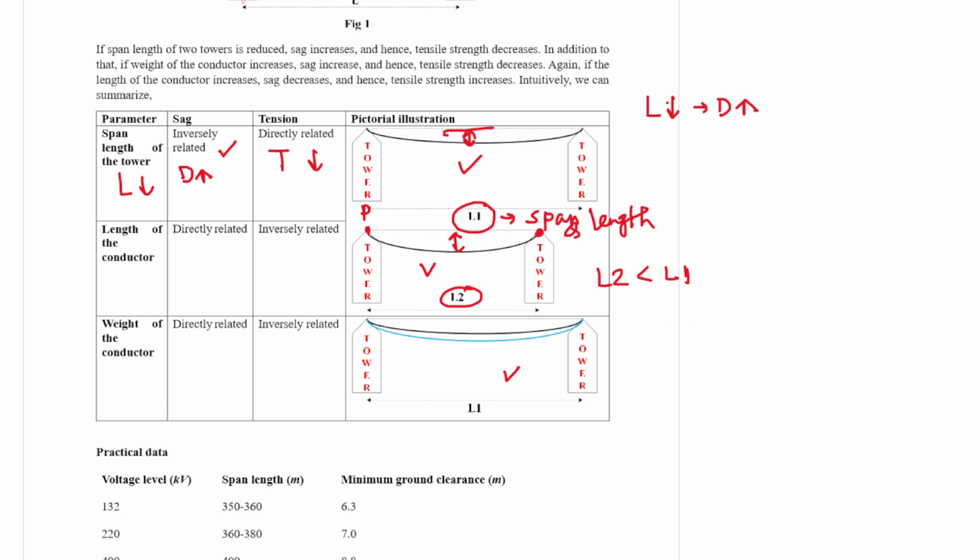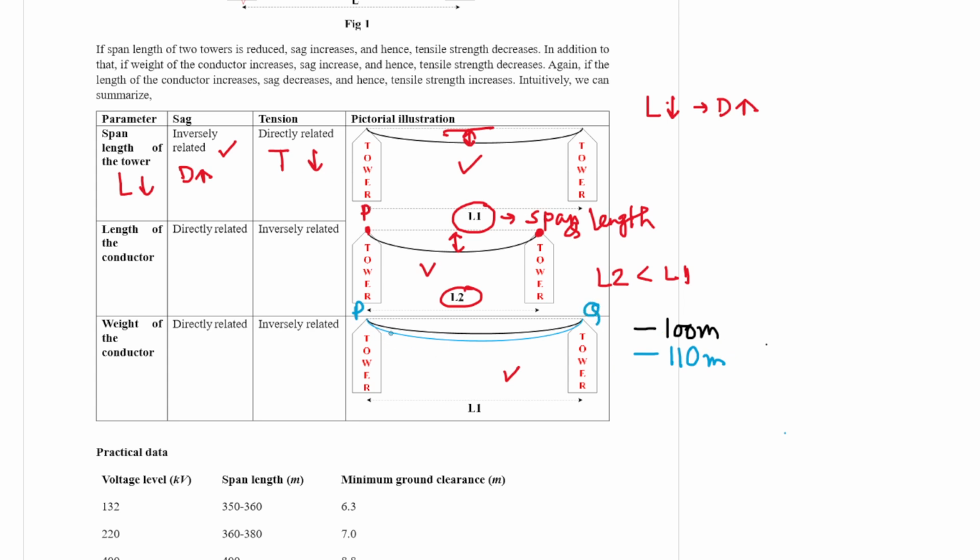Let us say we have a black conductor. It is, let us say, 100 meter long. And we have a blue conductor there, and let us say that is 110 meter long. So the blue conductor between point P and Q is longer.